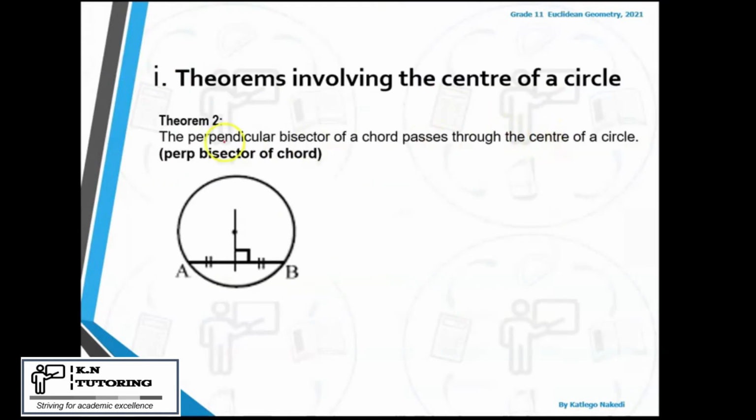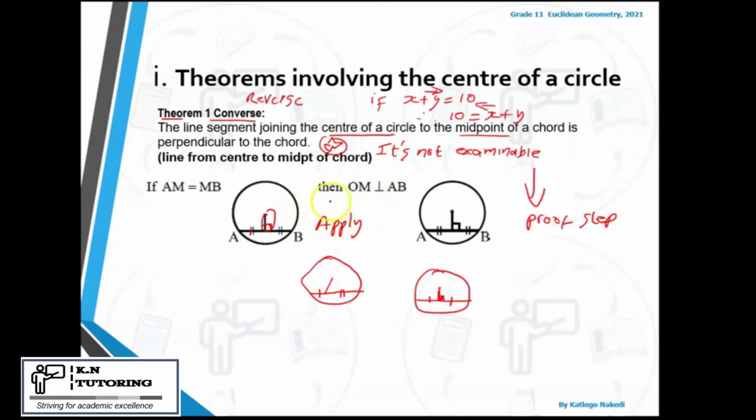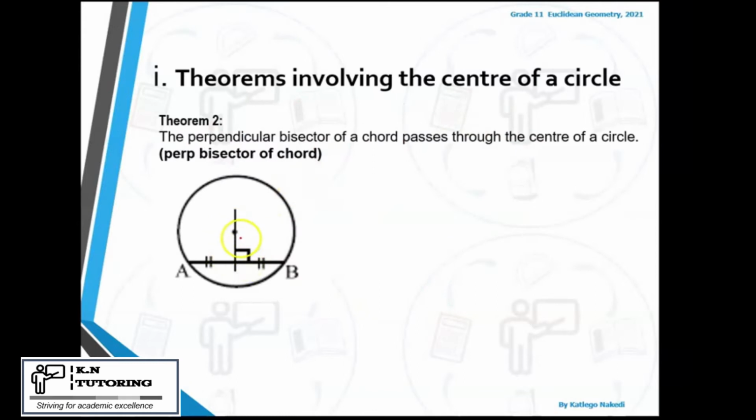Okay? So this one says the perpendicular bisector of a chord passes through the center of a circle. It's more or less the same thing as what I've explained here. So a line that cuts the chord into two equal parts will always pass through the center. We don't care whether it will end at the center, end in the middle, or go to the other side of the circle. What we know is that the line that perpendicularly cuts the chord into two equal parts will always pass through the center of the circle. And that is what this theorem is saying. In short, you can summarize that by saying perp bisector of a chord.